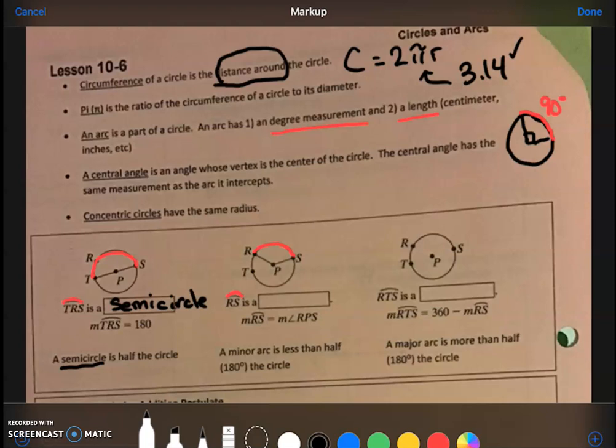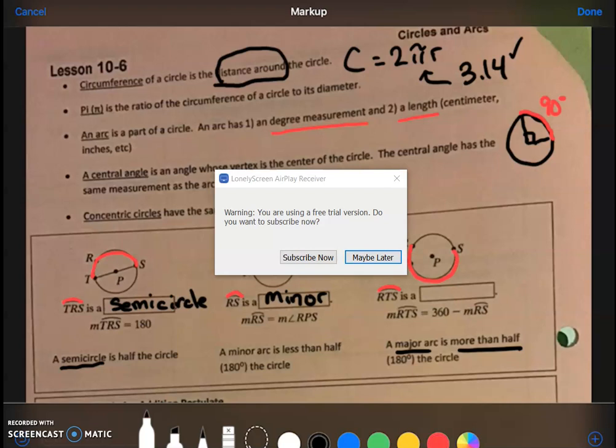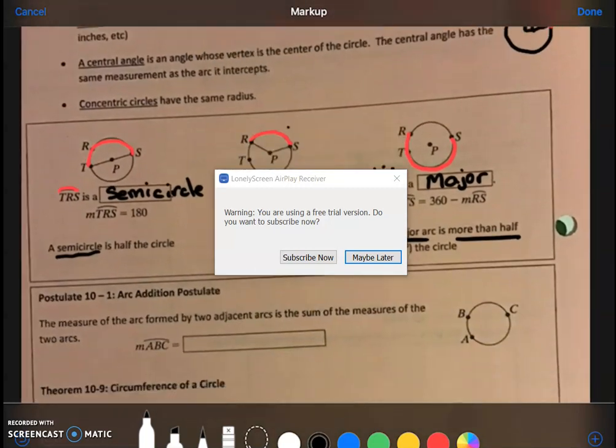Now, this is less than half the circle, and we just call this a minor arc. And the next one will be an example of a major arc, which is more than half the circle. You're going to have to take notice of the way it's labeled with the letters R, T, S. So you start at R, then go to T, then go to S, as opposed to the previous example where it just goes R to S. When you have major arcs, you're usually going to see three letters, R, T, S. Okay. Moving on.